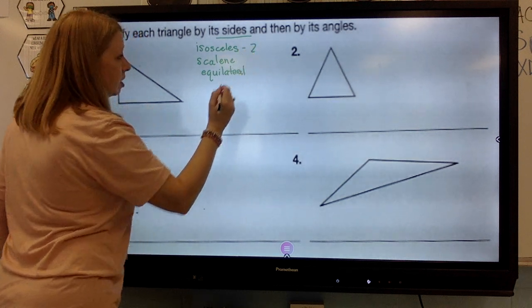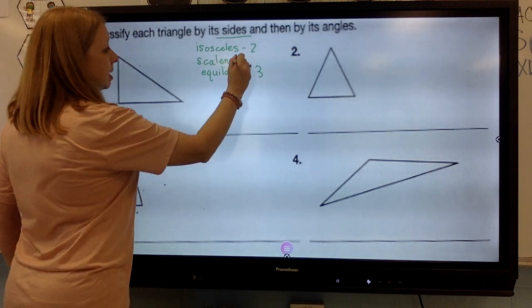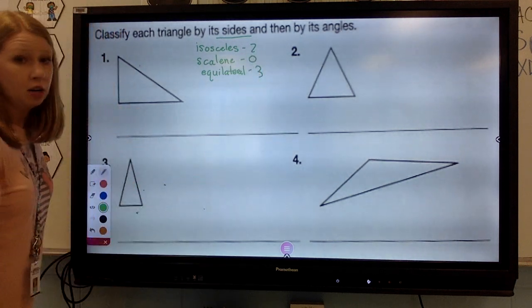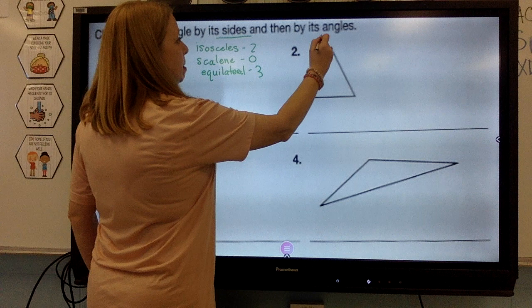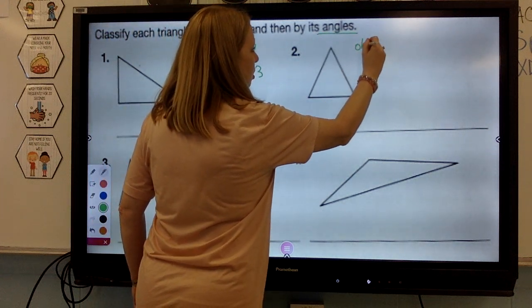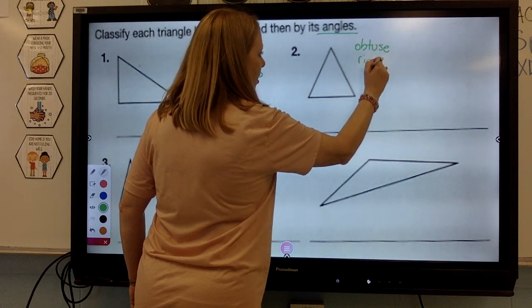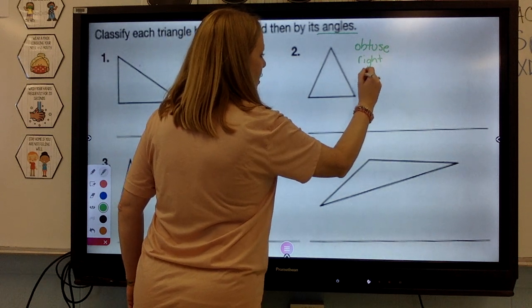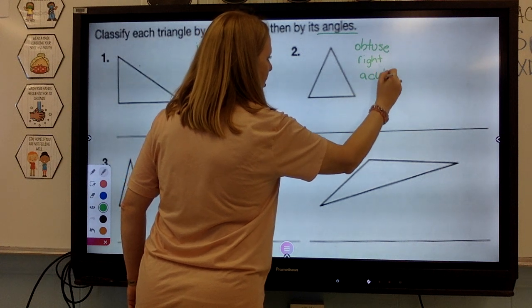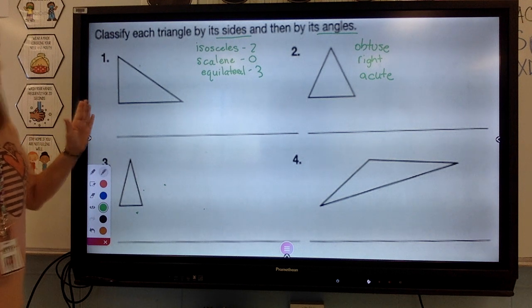Isosceles has 2 sides that are equal. Equilateral has 3 sides that are equal. Scalene has no sides that are equal. Then I'm going to name it by its angles. Remember, we have obtuse, right, and acute. Okay, so let's look at the first one.